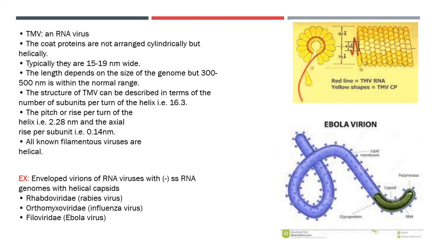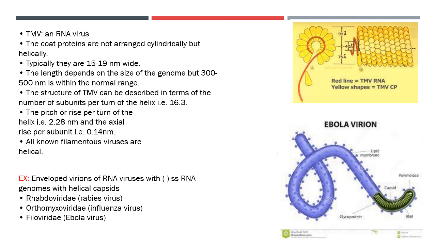All known filamentous viruses are helical. Below you can see an example of the Ebola virion. Other examples of enveloped virions of RNA viruses with negative sense single-stranded RNA are: first is rabies virus, then second is influenza, and third is Ebola virus. Remember that Ebola virus has negative sense single-stranded RNA as its genome.